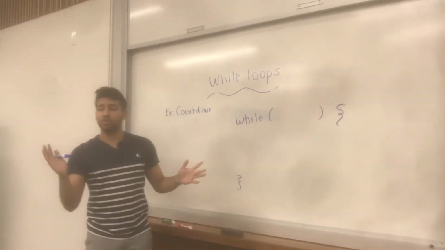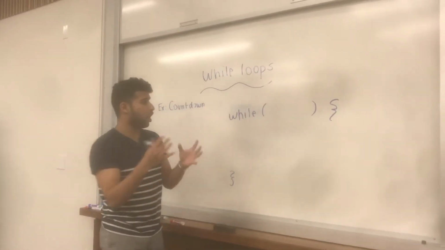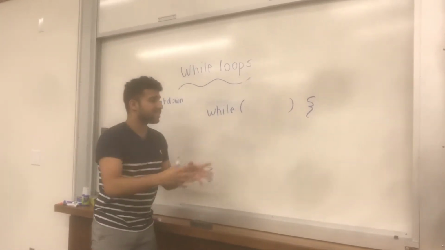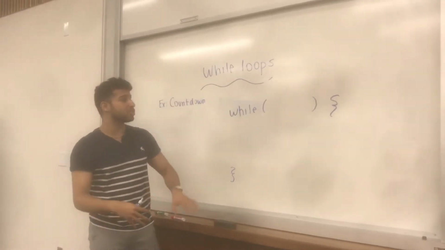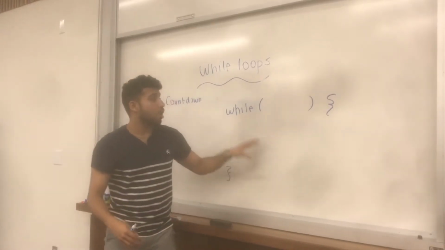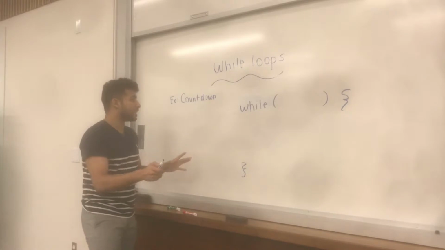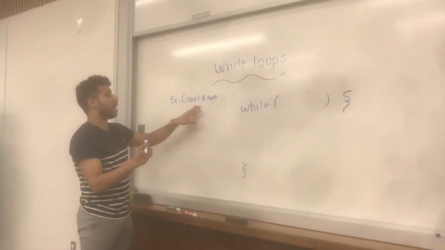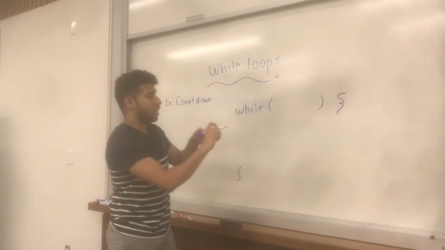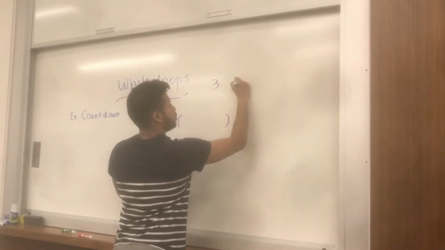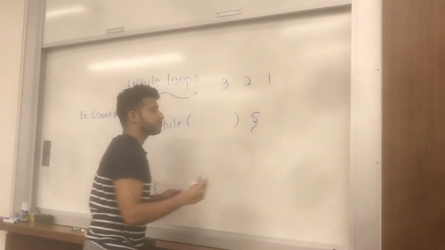Okay, let's start with while loops. A while loop is indicated by the while statement, and essentially a while loop executes a certain block of code while a condition is met. Let's do an example of a countdown. A countdown goes from 3, 2, 1.